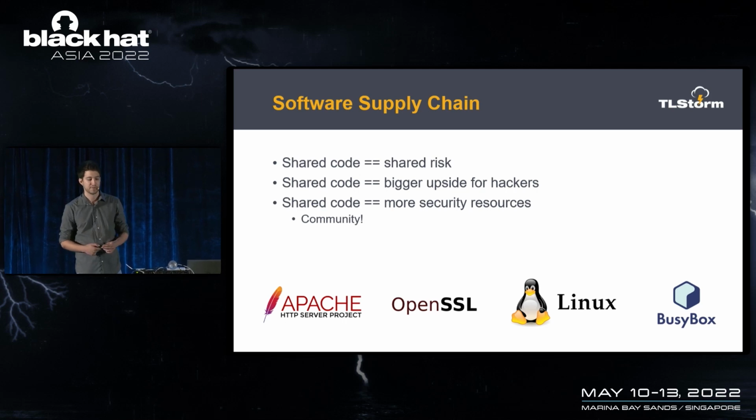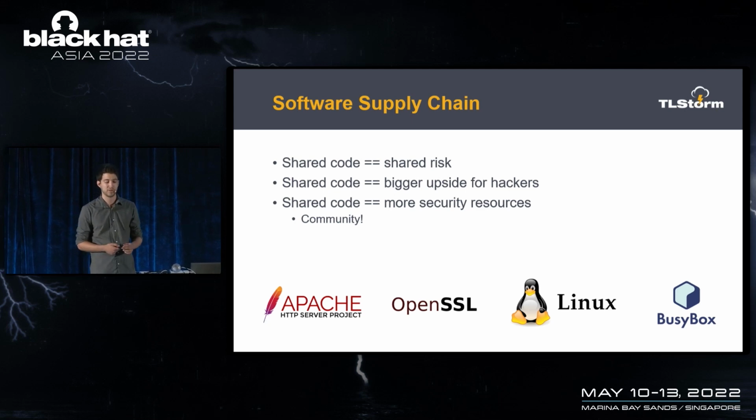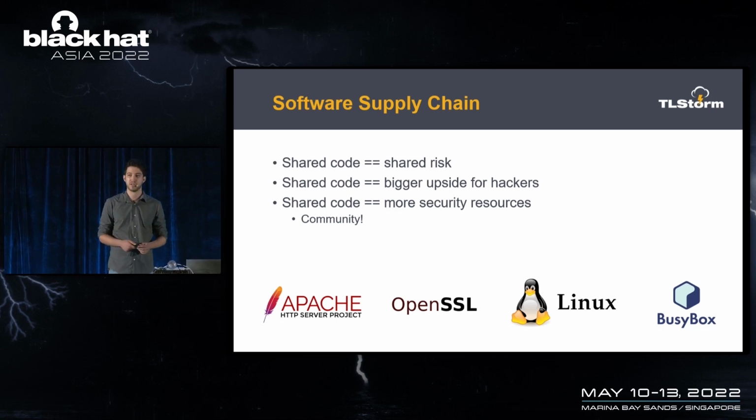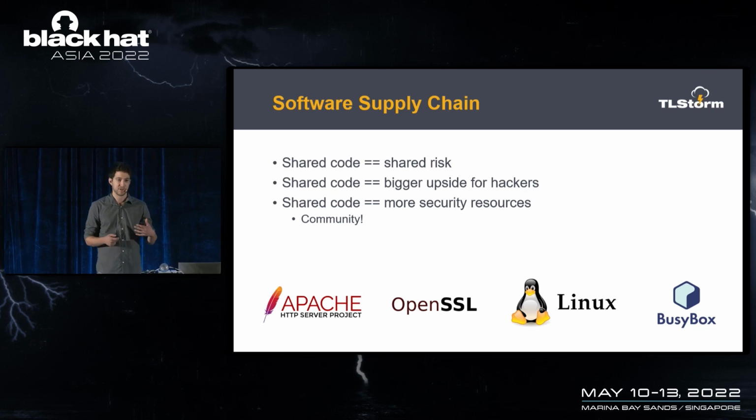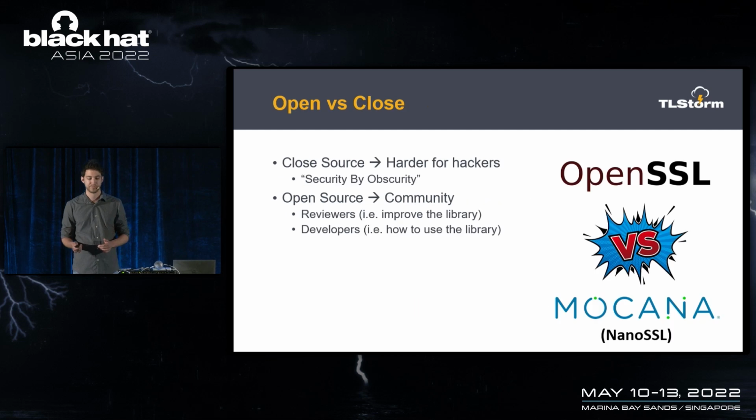So let's map this out. Shared code means shared risk, because one vulnerability impacts many different products. And also, shared code means bigger upside for hackers, because if one vulnerability impacts many different devices, it is worth more to find. But on the other hand, shared code means more security resources, because if the risk is shared, there are many more people with incentive to help secure the code.